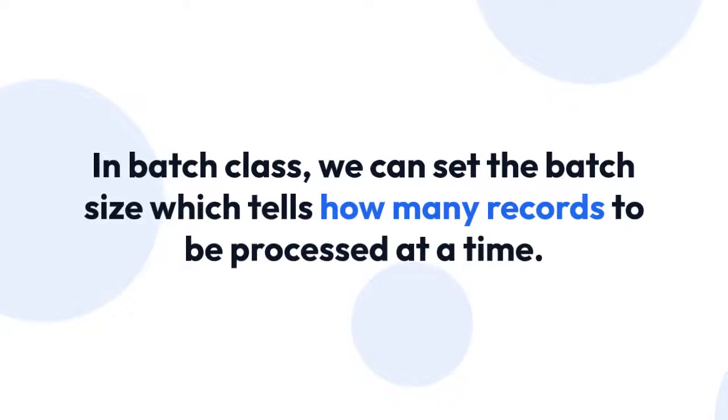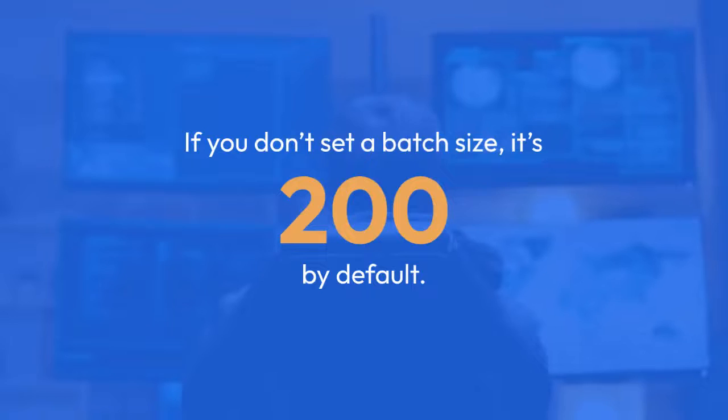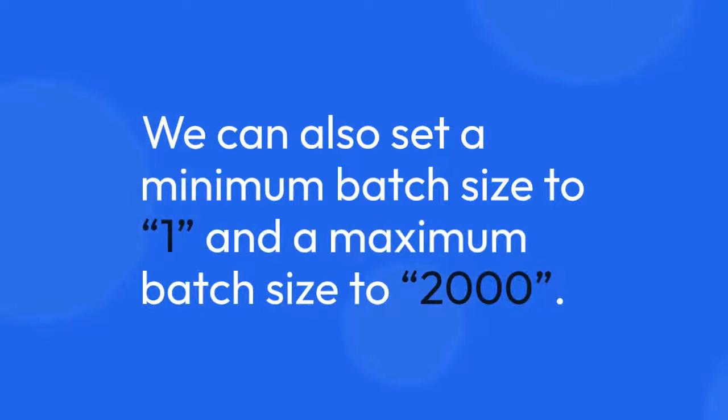In a batch class, we can set the batch size, which tells how many records to be processed at a time. If you don't set a batch size, it's 200 by default. We can also set a minimum batch size of 1 and a maximum batch size of 2000.